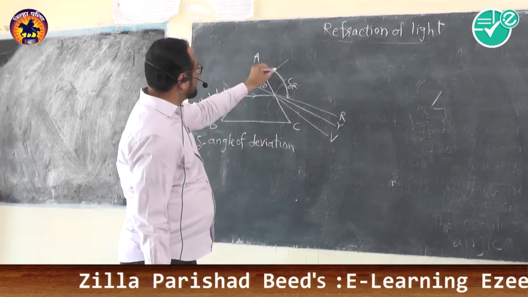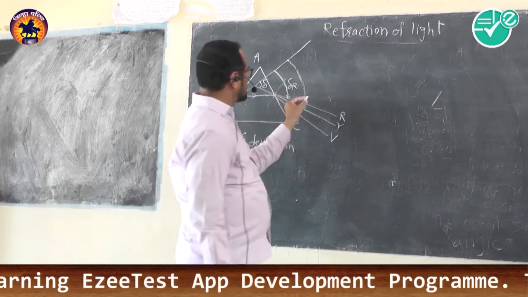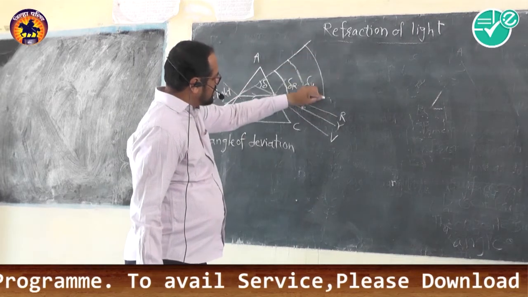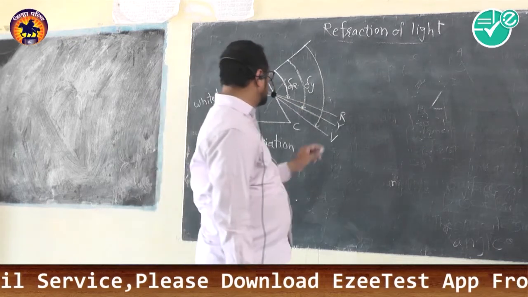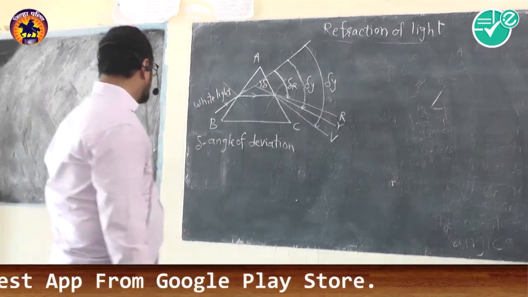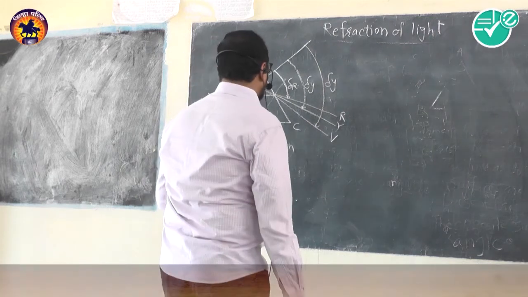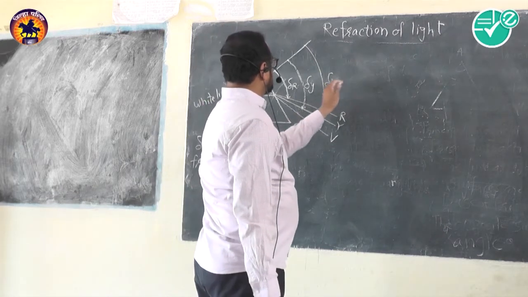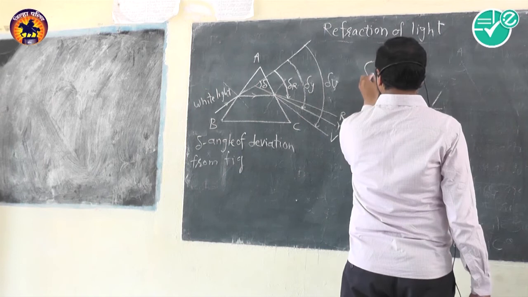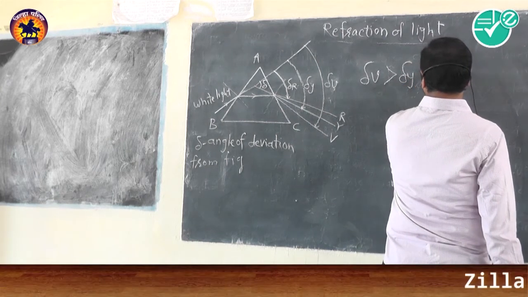Then if we take the second angle, this angle will be for yellow light, this is delta Y. And the third one is the angle of deviation for violet, delta V. So now from the figure we can easily conclude that delta V is greater than delta Y, and it will be greater than delta R.